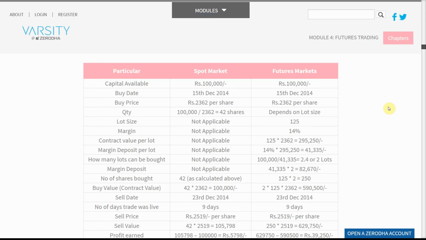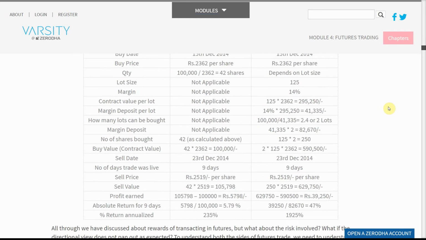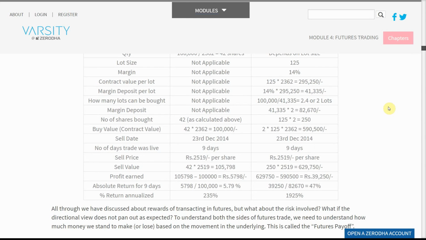Margin deposit: not applicable; 41,335 asterisk 2 equals 82,670. Number of shares bought: 42 as calculated above; 125 asterisk 2 equals 250. Buy value, contract value: 42 asterisk 2,362 equals 100,000; 2 asterisk 125 asterisk 2,362 equals 590,500. Sell date: the 23rd of December 2014, 23rd December 2014. Number of days trade was live: 9 days. Sell price: 2,519 rupees per share, 2,519 rupees per share. Sell value: 42 asterisk 2,519 equals 105,798; 250 asterisk 2,519 equals 629,750.